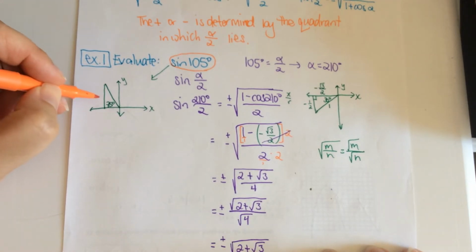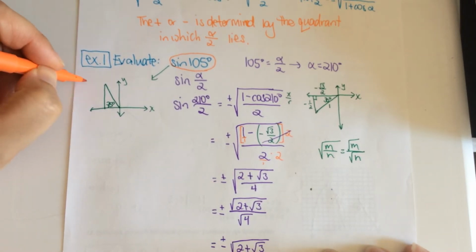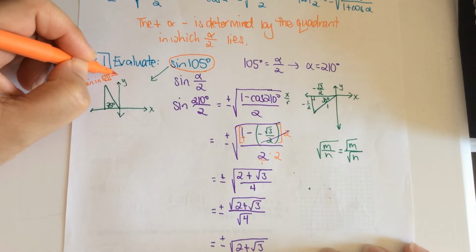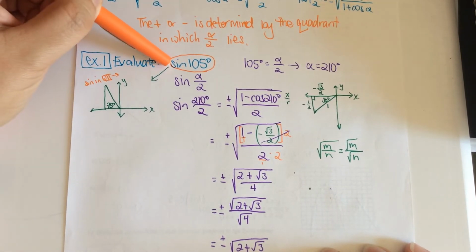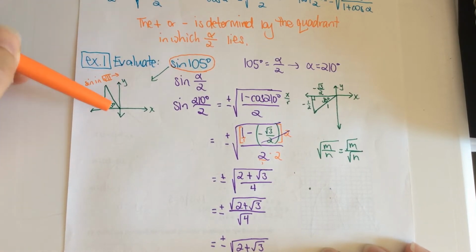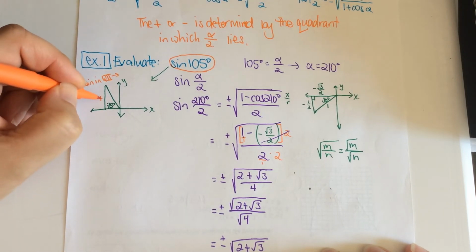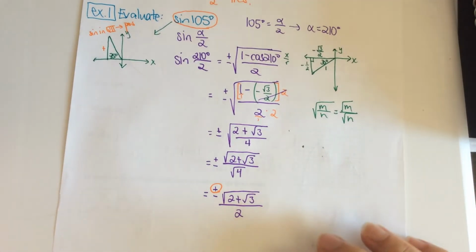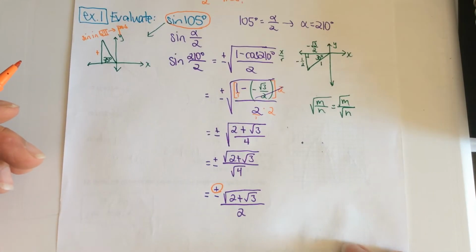Is sine in the second quadrant, sine in quadrant 2, positive or negative? Should this answer be positive or negative? 105 is in this quadrant, right? And sine goes up, so it's positive. That's all I need to do. Just think about, should that answer be positive or negative?